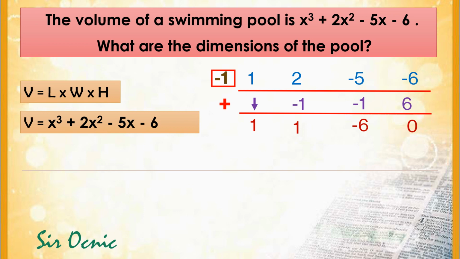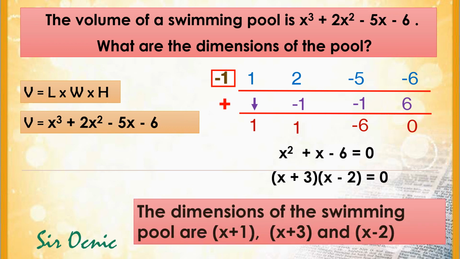Rewriting the remaining numerical coefficients, we will then have x squared plus x minus 6 equals 0. Factoring this trinomial, we will then have x plus 3 times the quantity x minus 2 equals 0. That means that the two dimensions are given by these two factors. Let us now rewrite -1 as a factor, that is x plus 1. Therefore, the dimensions of the swimming pool are x plus 1, x plus 3, and x minus 2.